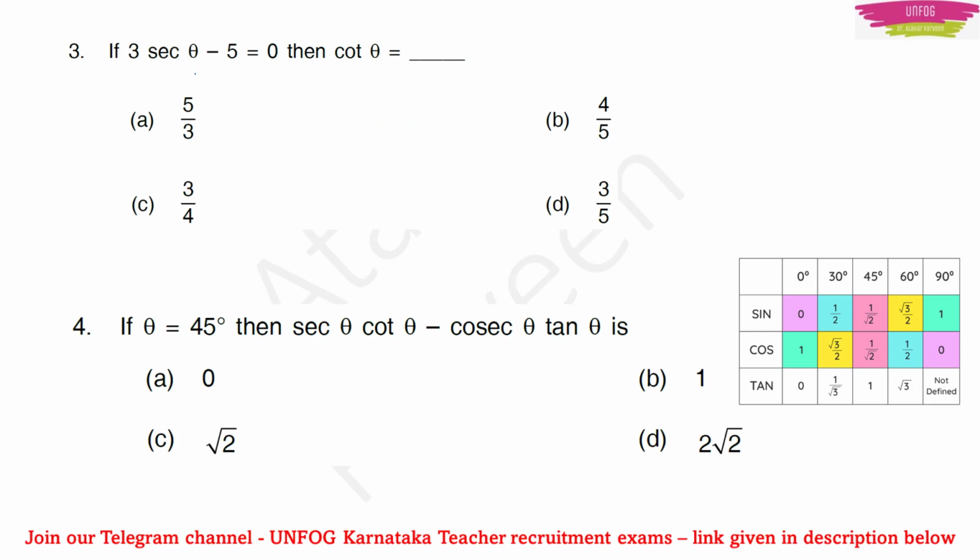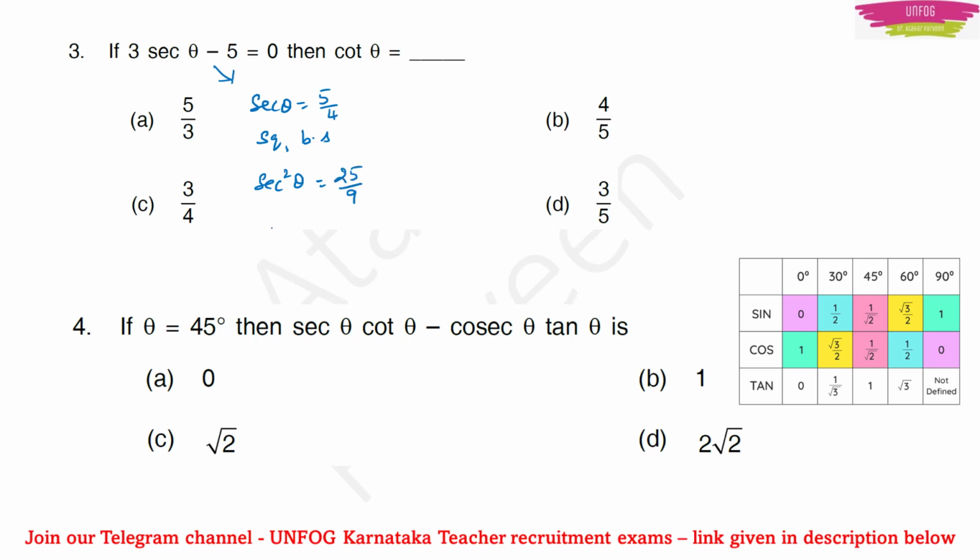Next question. If 3 secant theta minus 5 is equal to 0, then what is cot theta? So this is also very easy actually. With this I get secant theta is equal to 5 upon 3, right? Now I will do squaring on both sides. If I do squaring on both sides, I will have secant square theta is equal to 25 by 9.